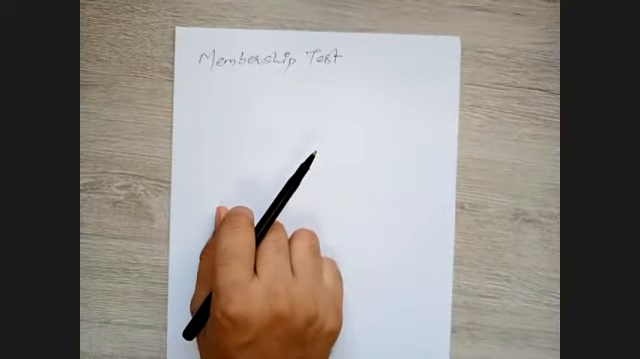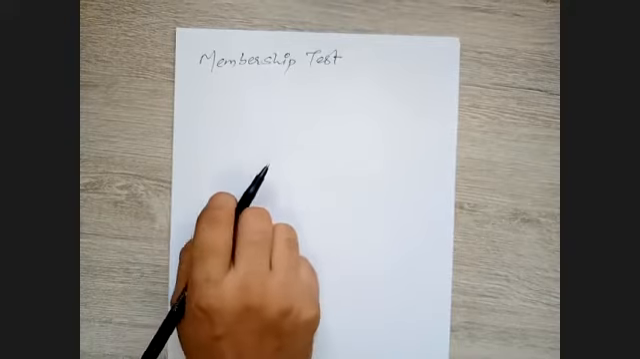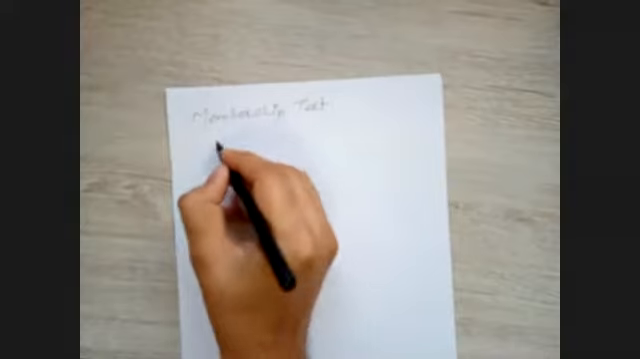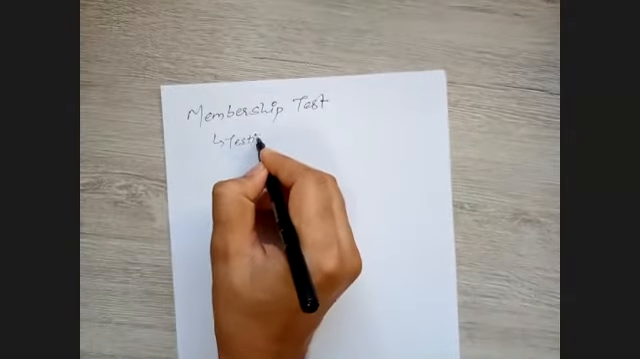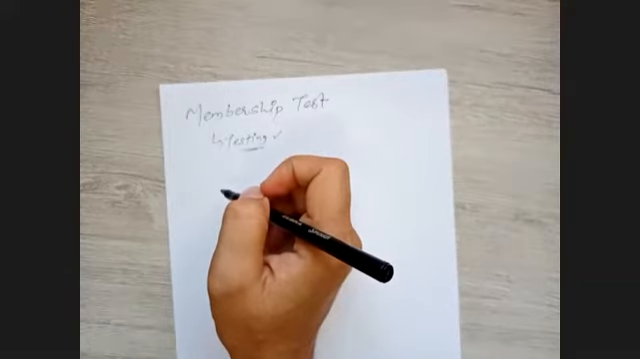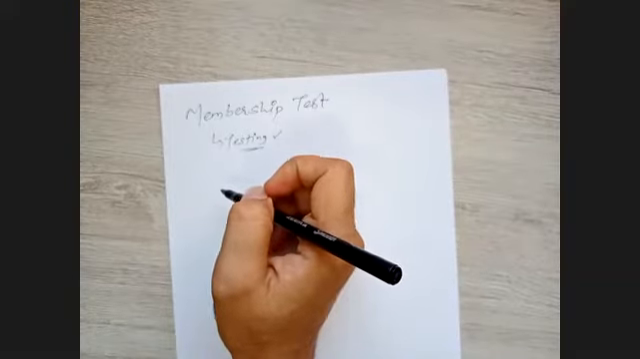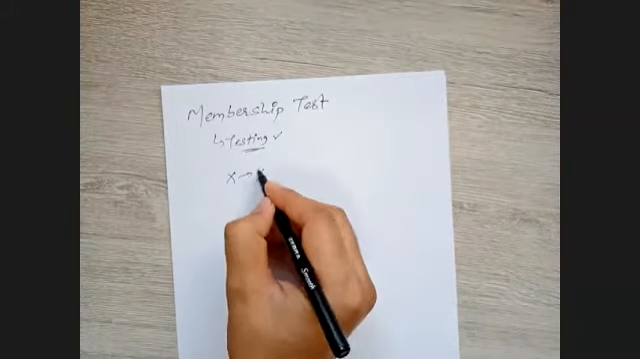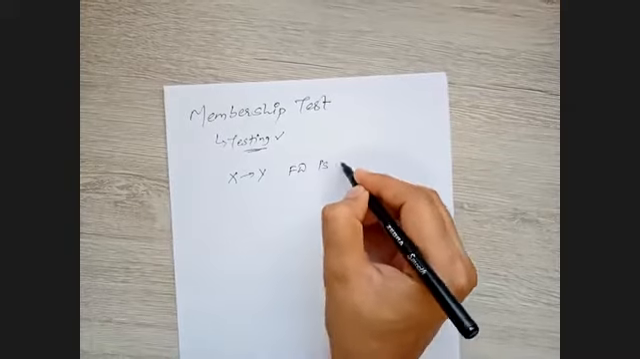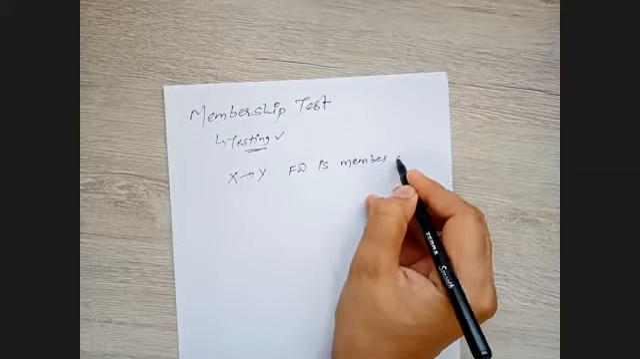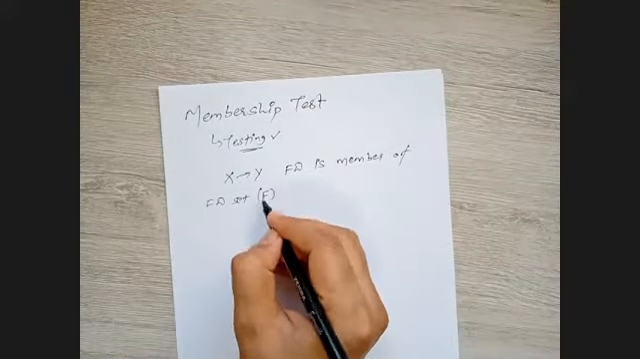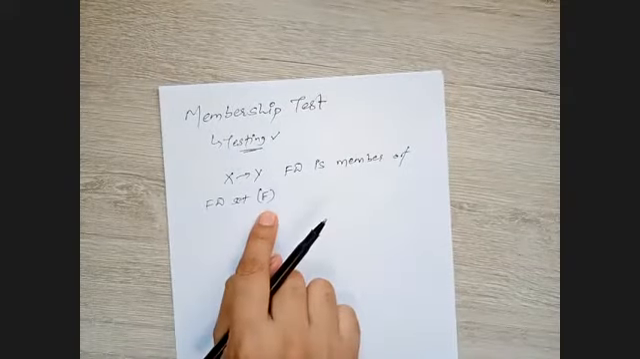We need to test whether the given functional dependency is a member of a functional dependency set or not. So this is a testing problem. We need to check how we can perform that. For example, I'm saying that X determines Y is one functional dependency. So this FD is, let's say, a member of an FD set. Let's say capital F is my functional dependency set.